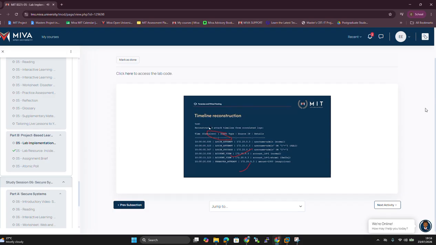Let me erase this. So we have a table here. This table is what we use for timeline reconstruction. What this does for us is provide a table that shows the timestamp for the container, the event type, whether the event was a login attempt, a login success, login view, login failure, or transfer attempt. And then it also shows the source IP.